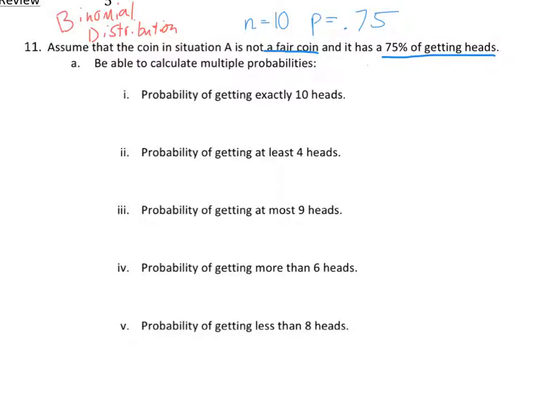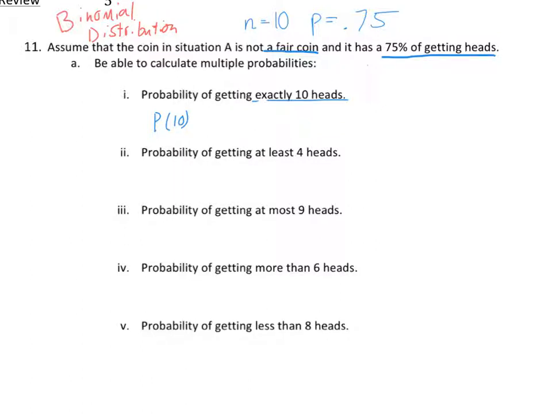So the first one, I'm looking for the probability of exactly 10 heads. Exactly 10 heads is a really easy thing to notate. I just want the probability of 10 heads. What this really is saying, remember, is the probability of x equals 10. We know that x is the number of heads, so that's just saying I want my x to equal 10. I want 10 heads, and that's exactly what I'm going to end up using. Now, the next one is looking for the probability of at least 4 heads.